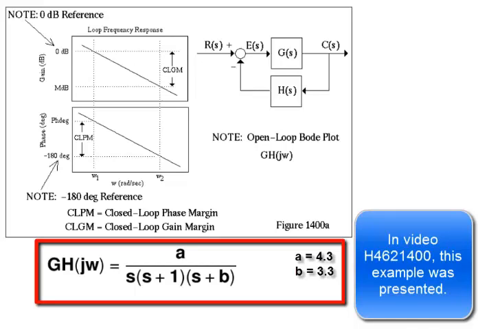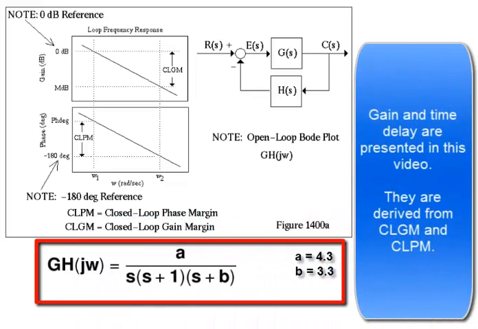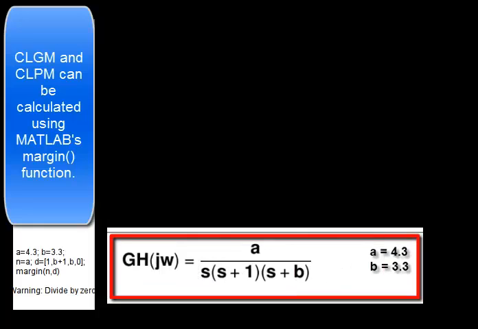H4621410, this example was presented. Gain and time delay are presented in this video. They are derived from the closed loop gain margin and closed loop phase margin. Closed loop gain margin and closed loop phase margin can be calculated using MATLAB's margin function.